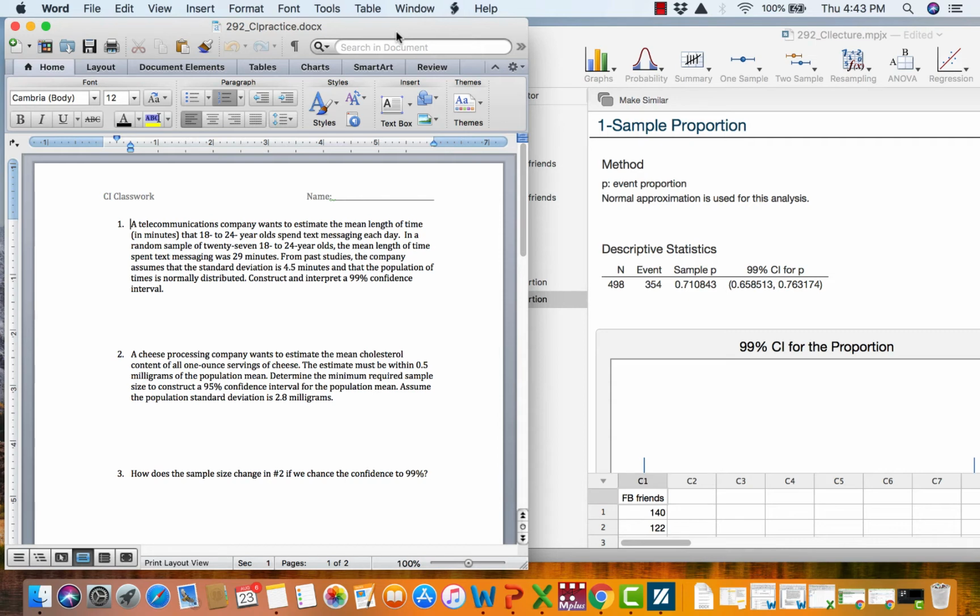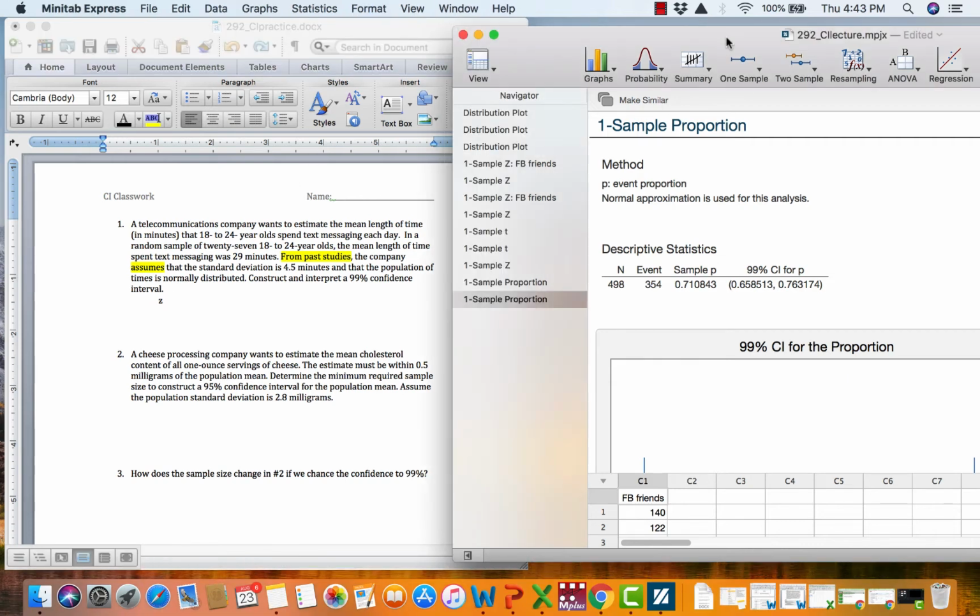All right, so we know it's a confidence interval. We know it's about the mean because we read mean and we are given a standard deviation. So we know it's going to be Z or T. The question is, is it going to be Z or is it going to be T? And we've got some key words here. From past studies, the company assumes the standard deviation is 4.5. This is going to be Z, all right, because we are given this old historical standard deviation. It's not coming from the sample.